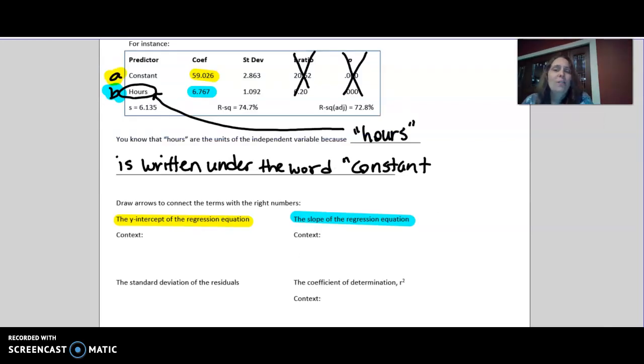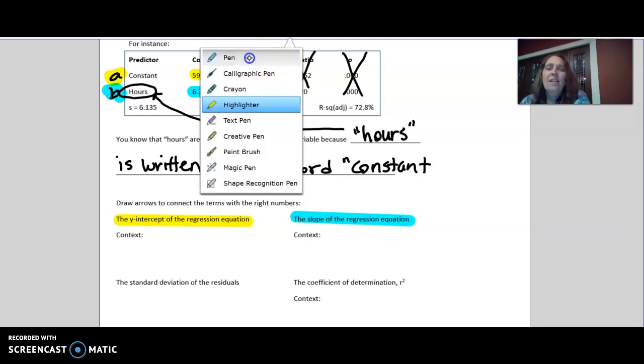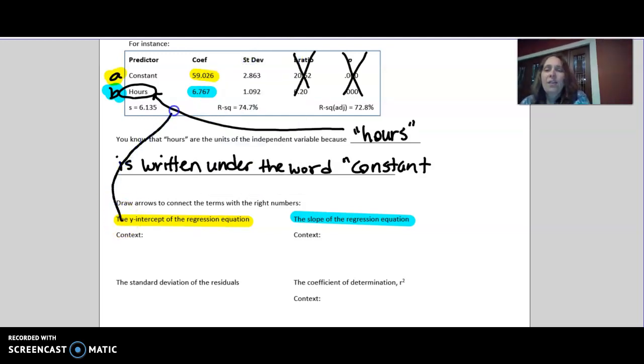All right, so how did you do? The y-intercept of the regression equation, that is the value of 59.026. Notice again, A is talking about the top row of numbers, B is talking about the bottom. So the y-intercept is the A or the constant in your equation. The slope of the regression equation, on the other hand, that's your B, so that's going to be here, the 6.767.